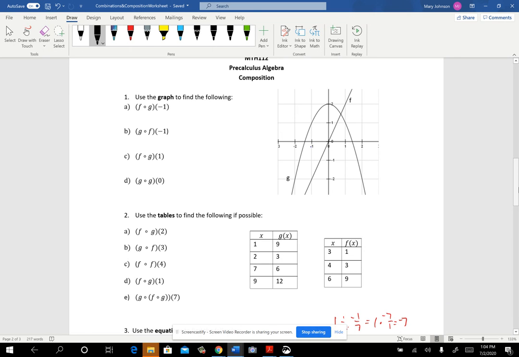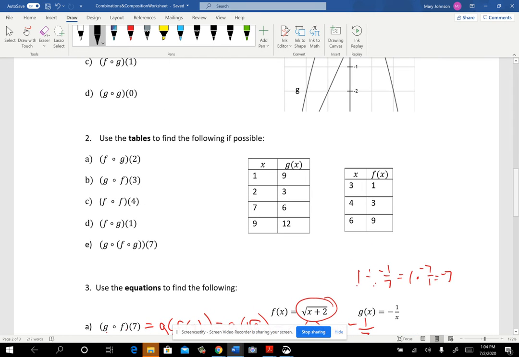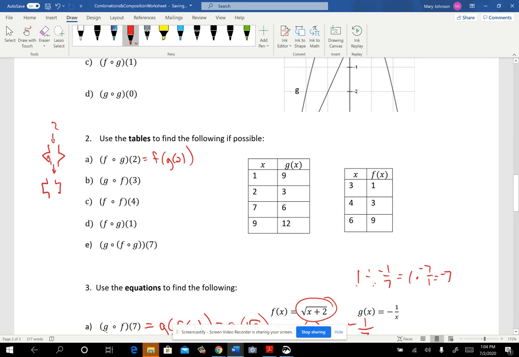All right, so let's focus on tables. Let me bring that up a little bit and expand it. So if I'm trying to do f of g of 2, you really need to do this part where you rewrite it just using function notation. So it means f of g of 2. Now think about the situation. You don't have to draw the picture, but I want you thinking about how 2 is going to go into g. You're going to get a value coming out, and then that's going to go into f.